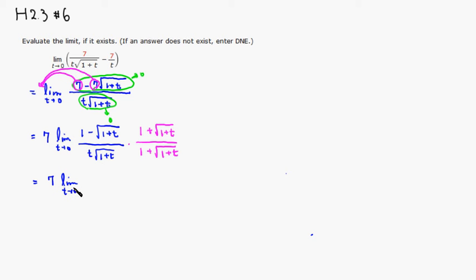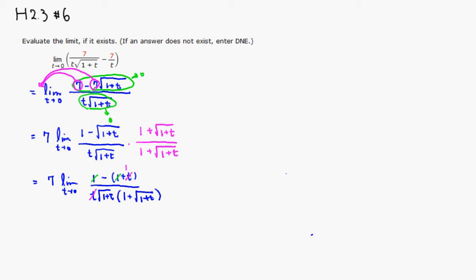Then you have a limit as t approaches 0. This is a minus b times a plus b, so a squared would be 1, minus square root of 1 plus t squared would be 1 plus t. Then over the denominator, we can't really do too much, so I'll just write down t times square root of 1 plus t times 1 plus square root of 1 plus t. Then we can cancel things out. You can see that 1 minus 1 cancel out, and here you have negative t, and there's a t here, a common factor, so cancel that, so that becomes 1 here.